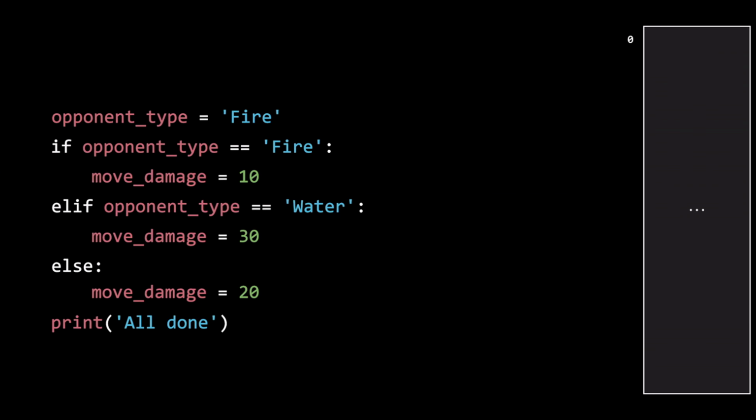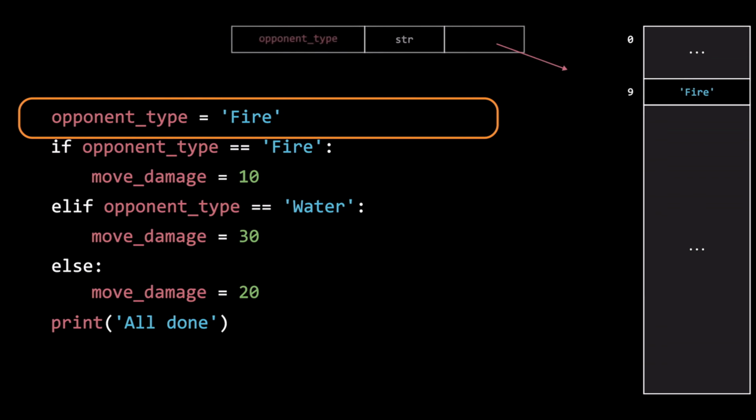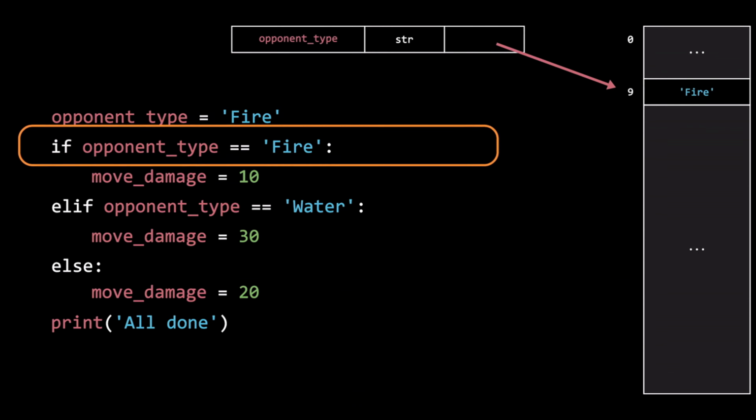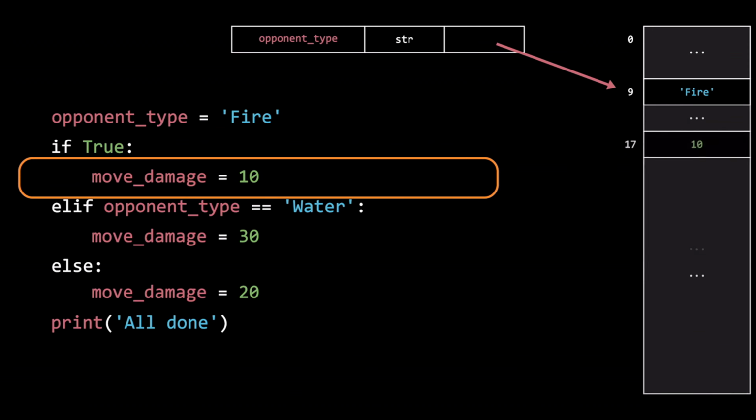What if you have more than two possible conditions? Well, Python has an elif statement for that purpose. In this program, you can see that we have three mutually exclusive conditions, just like we had two mutually exclusive conditions with the if-else statement. In this one, we only have one variable, opponent type, which is set to fire. We check to see if the opponent type is equal to fire, which it is. So that evaluates to true, so we execute the code block, move damage equal 10.